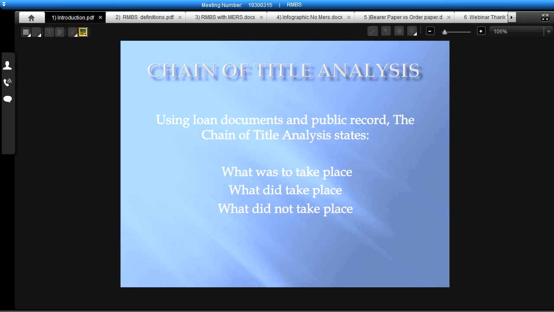All right, so this is why the chain of title analysis differs from what is perceived to be out there, a securitization audit. It is not an audit. It is an analysis, a comprehensive analysis. And when you look at it, you're able to understand what was to take place, what did take place, and what did not take place.